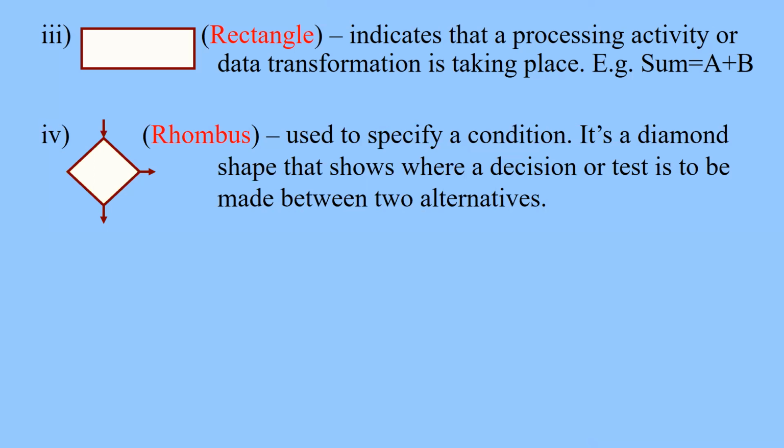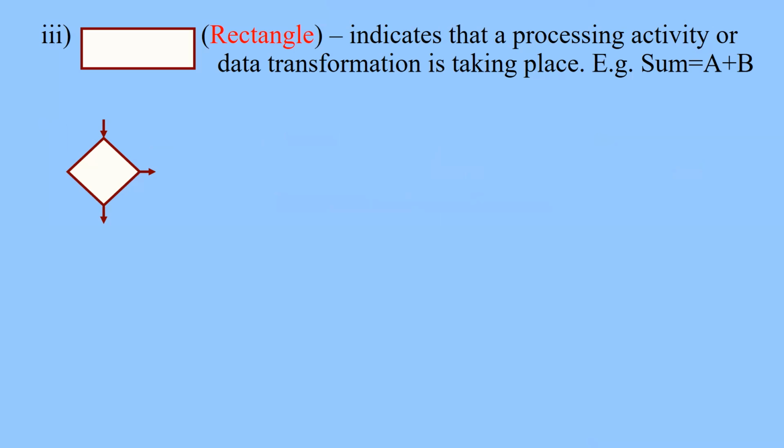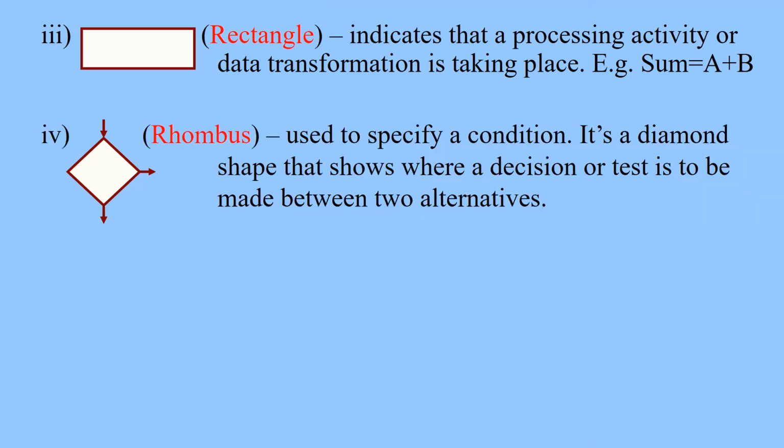So in that case, you are checking. There is a condition that is being checked. So whenever there is a condition to be checked so that an alternative is taken or a certain action is taken, we make use of a rhombus. And therefore, the rhombus is used to specify a condition.